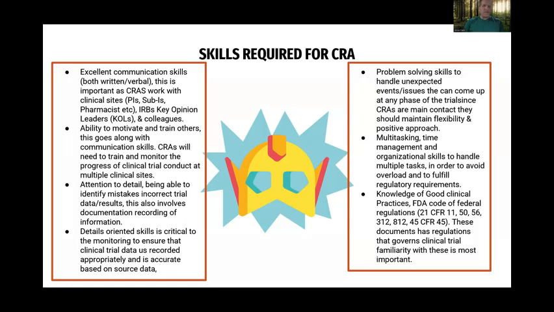So as we read here, the ability to motivate and train others goes a long way with the communication skills, as we said before, that the CRAs will need to train and monitor the progress of clinical trial conduct at multiple clinical sites. And also, to be a really effective CRA, you really need to be attentive to detail, being able to identify mistakes and correct trial data results. This will save time and also be a good catch. Really near misses, you want to make sure to catch before it gets to a problem.